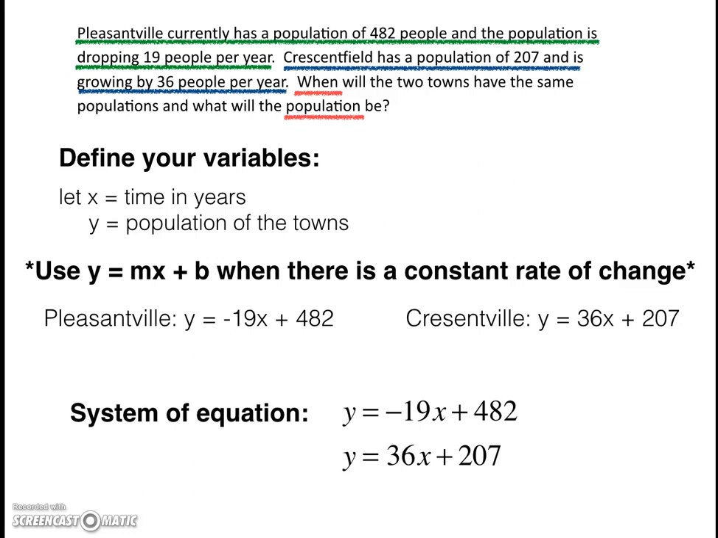So the system of equations for this problem is y equals negative 19x plus 482, and y equals 36x plus 207.